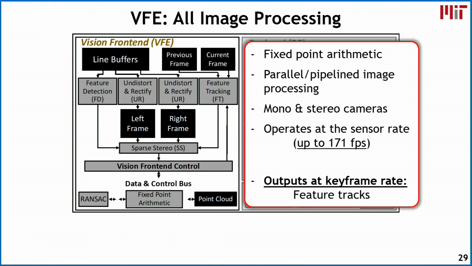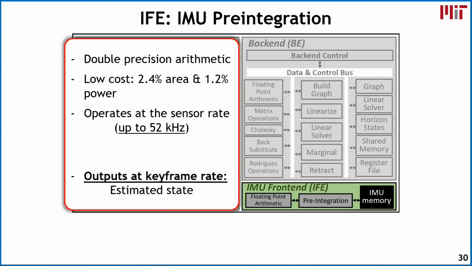For the visual front end, it's doing all the image processing. It uses fixed point arithmetic, and because it's doing image processing, it can exploit parallelism and pipelining. Again, it can process both mono and stereo camera images, and it typically operates at the sensor rate. In this particular case, we can operate all the way up to 171 frames per second. After it does all this processing of the incoming image, it then generates feature tracks at the keyframe rate.